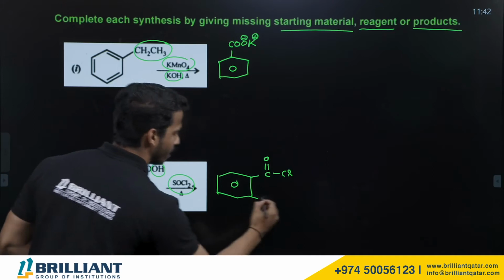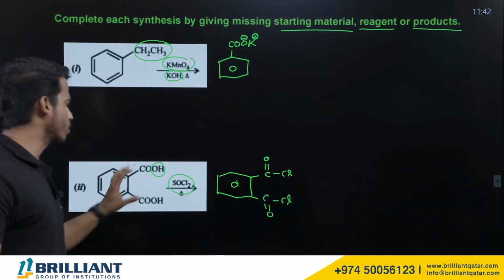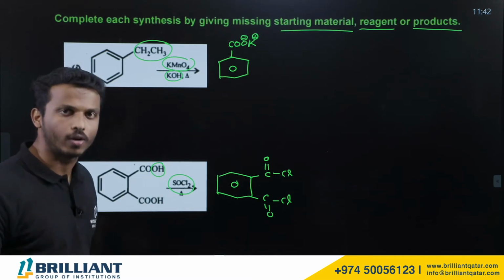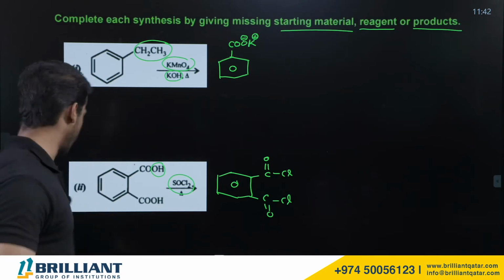Here also we have an acid, right? That also is converted to COCl. Okay, so a carboxylic acid treated with thionyl chloride or PCl3 or PCl5 is converted to the corresponding acid chloride.